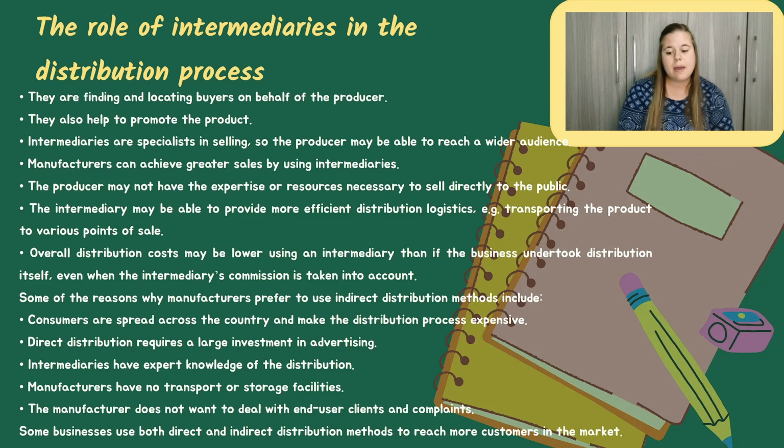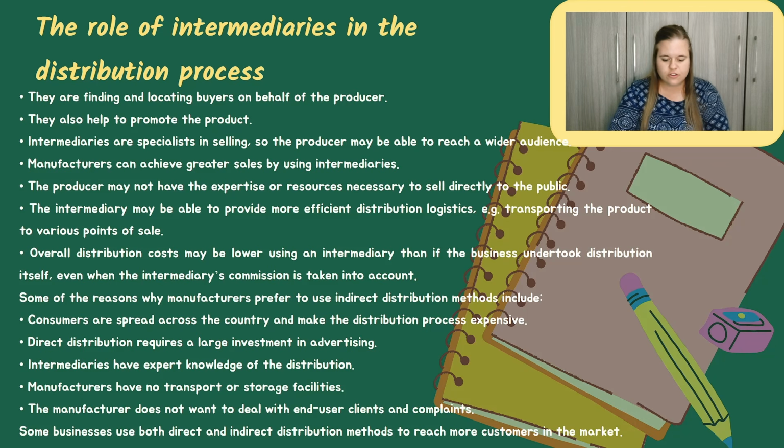The intermediary may be able to provide more efficient distribution logistics, so for example, transporting the product to various points of sale. Overall distribution costs may be lower using the intermediary than if the business had to undertake the distribution itself, even if the intermediary is taking commission. So sometimes it might be cheaper to use an intermediary than to do our own distribution, even if they are taking their own commission as part of that.